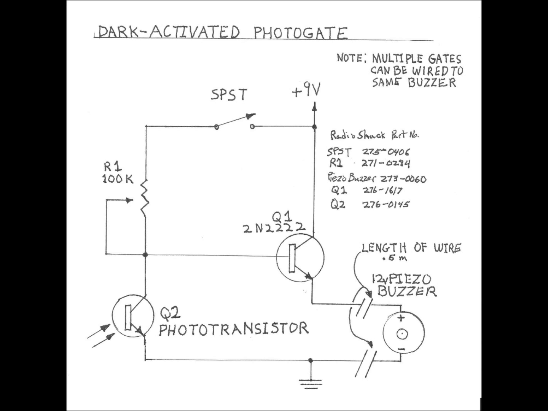This is the circuit diagram for the dark activated photo gate. You'll notice that I use a phototransistor here. Do not use a photoresistor or a photocell. They're just not fast enough. If you put a relay or something in there, that'll slow it down and make your results less accurate. If you have access to Radio Shack in your area, I've listed the parts there, but of course you can use any parts of your choice.